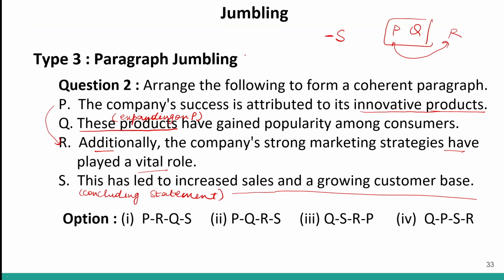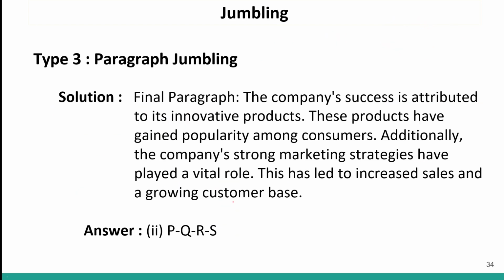Now let us build. So first I introduced the idea of products. Then I said that these products have gained popularity. Then I said that there is also another factor that has contributed to the company's success. And then I concluded saying that due to all these things, the sales and the customer base have been growing. So my correct sequence will be PQRS, which is option number 2. Okay.